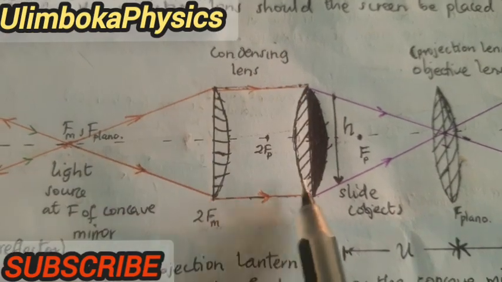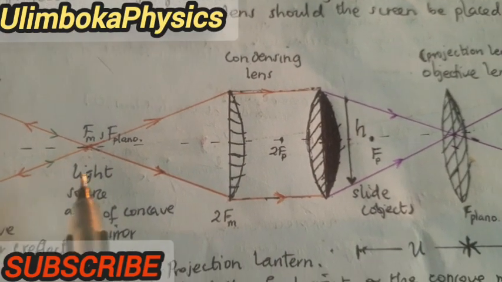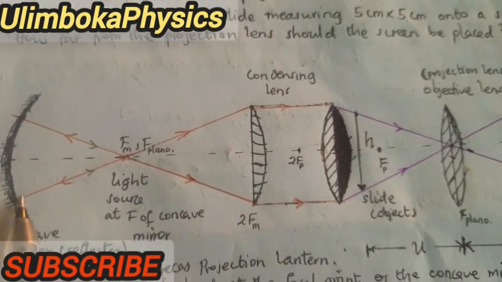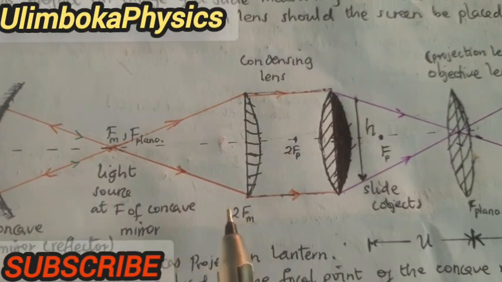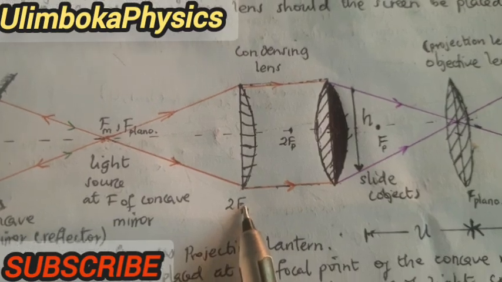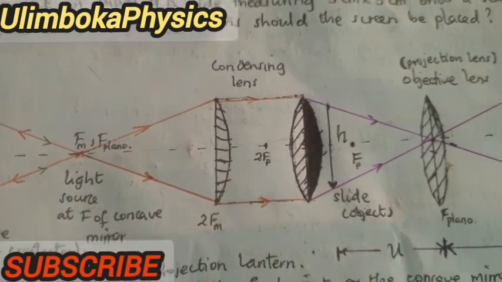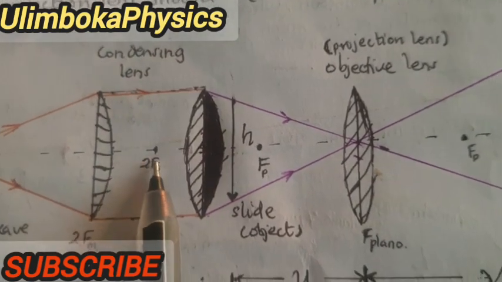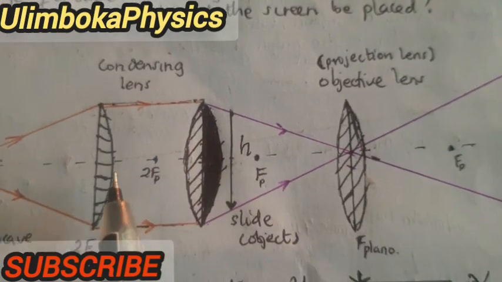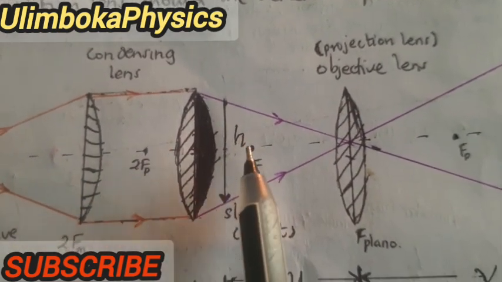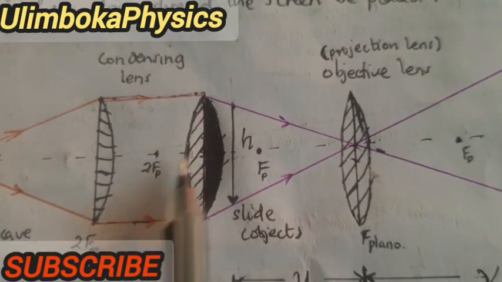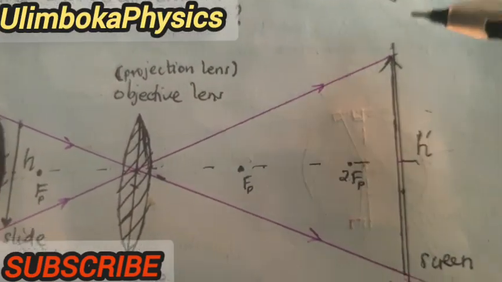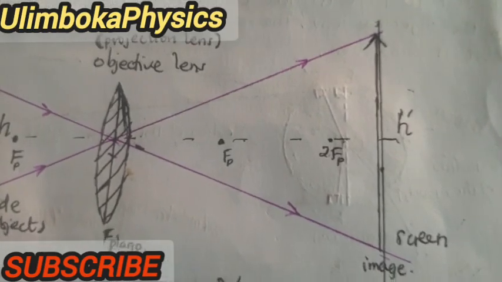This condensing lens is placed immediately near the light source, which is at twice the focal length of the reflector, the concave mirror, equal to the center of curvature of the reflector. This FP is the focal length for the projection lens, and this 2FP is the center of curvature of the projection lens. Therefore, the slide must be placed between the focal length and the center of curvature of the projection lens, so that we will get a large image which is real, and as you can see, upright.